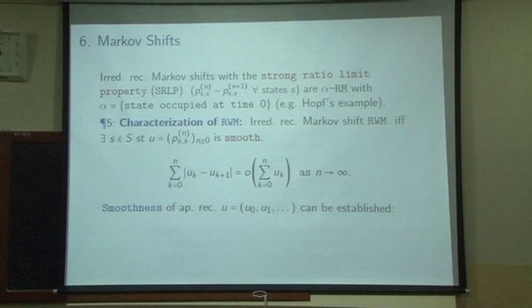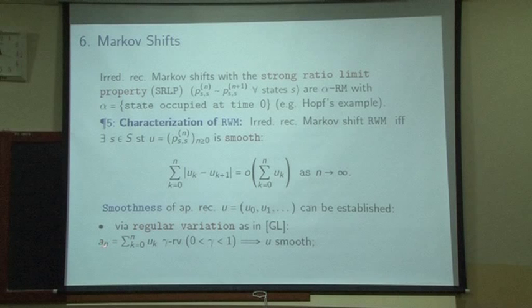One way to get smoothness of a renewal sequence is using regular variation. This is a result of Garsia and Lamperti. If I look at the partial sums of the renewal sequence, and these are regularly varying with index gamma, strictly bigger than 0 and strictly less than 1, then u is smooth. The reason is that a renewal sequence is associated to a light bulb, and a light bulb has a lifetime distribution. This lifetime distribution will be in the domain of attraction of a stable random variable with index gamma, and you'll have a local limit theorem for that. From the local limit theorem, you get a condition which is stronger than smoothness. In fact, the renewal sequence is like alpha times a_n divided by n along a sequence of density 1.